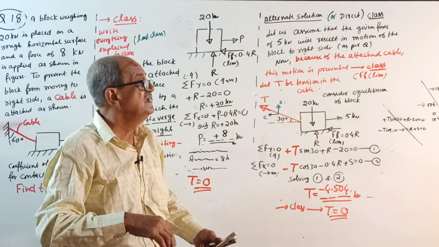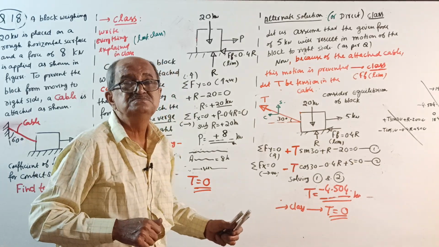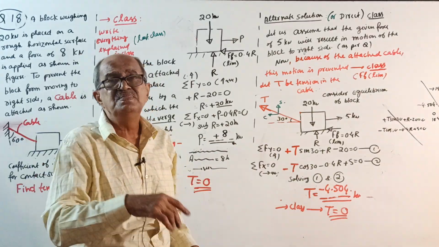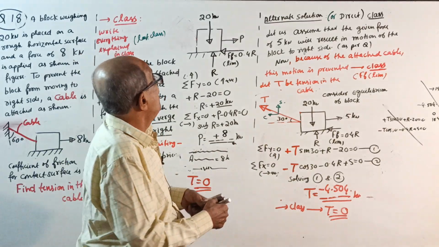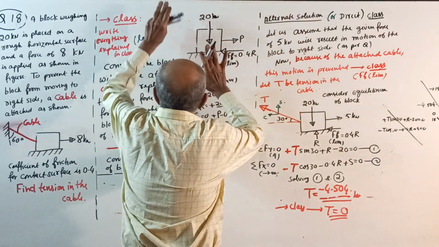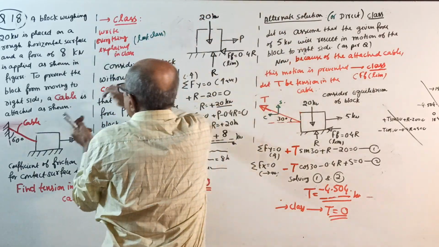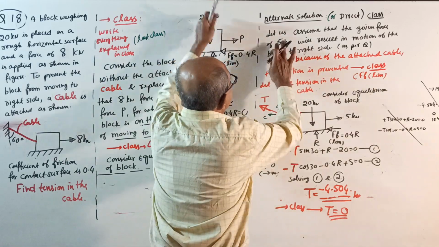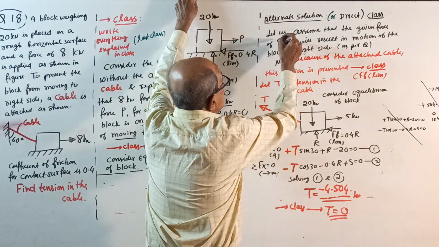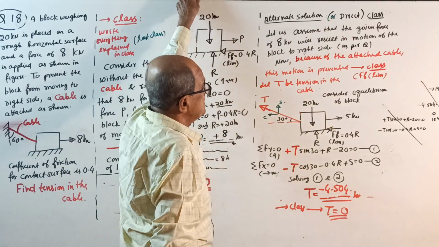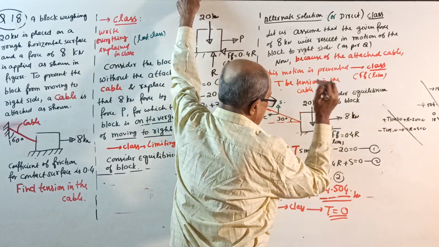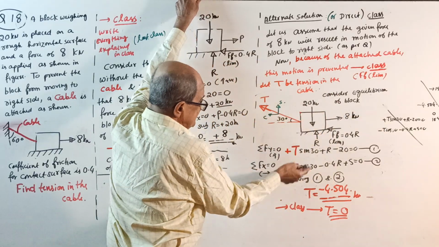You are on the verge of moving, so no one will prevent you from moving. The moment you move, then someone will prevent. Or, if you are not doing it this way, from the question, directly jump here. You assume that the 8 kilonewton force will move the block as per the question. Write 8 kilonewton. Solve. Same thing, same as last time.